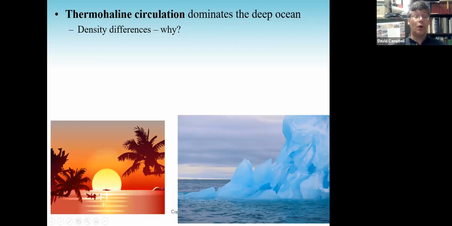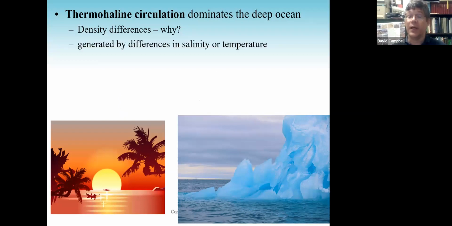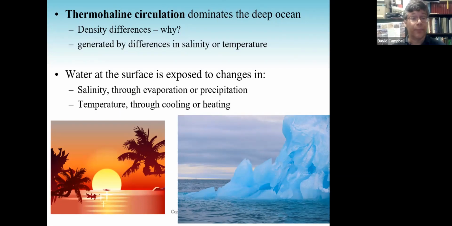Major factors there are the thermohaline circulation. Therm, temperature, halo, salt, differences in density. Okay, and what were our big factors affecting density of seawater? Again, salinity and temperature. Up at the surface, there's variation there.